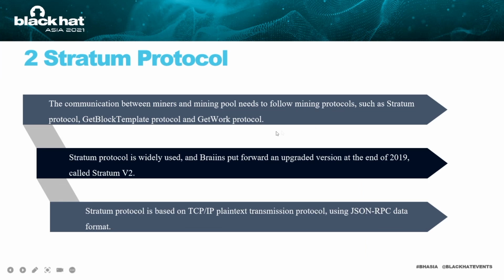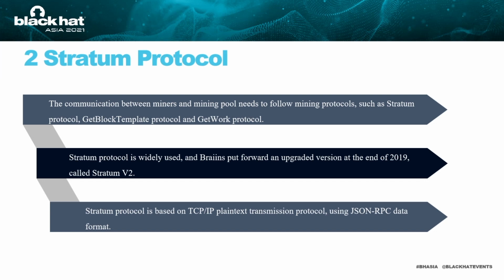Now I will introduce the Stratum protocol. The communication between miners and mining pool needs to follow mining protocols such as Stratum protocol, getblocktemplate protocol, and getwork protocol. We focused on the Stratum protocol because it is widely used, and Braiins put forward an upgraded version at the end of 2019, called Stratum version 2.